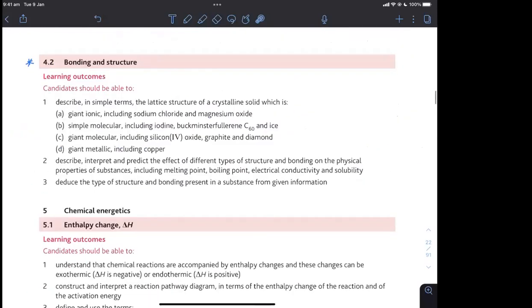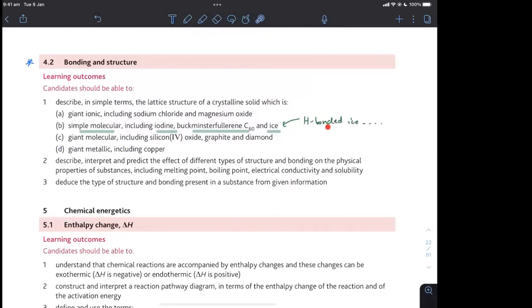I won't go through the bonding again. That was basically what I have gone through in last week's class already. But I just want to raise your attention to things like simple molecular. So you've got iodine, which is I2, this Buckminsterfullerene, C60, as well as ice. You know, ice is this hydrogen bonded solid. So it's a very special type of arrangement.